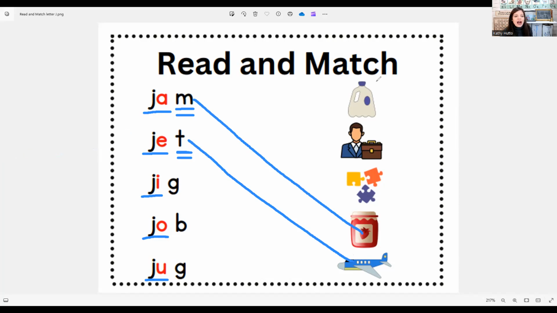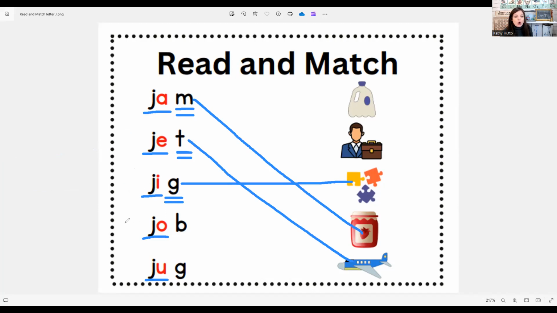Next, J-I. J, I, jig, jig, like a jigsaw puzzle.